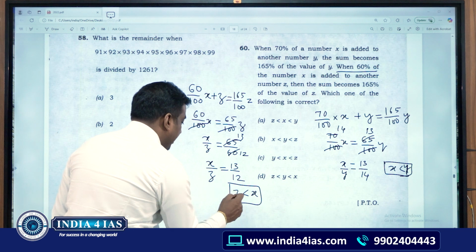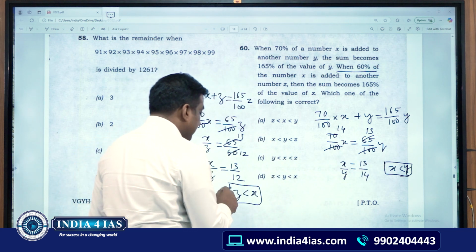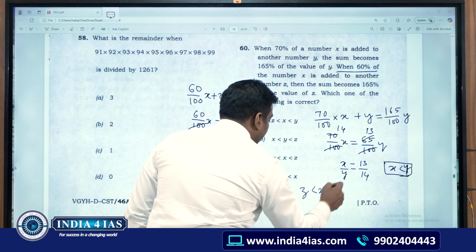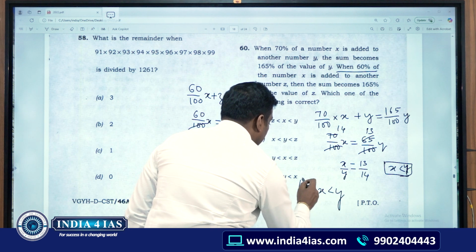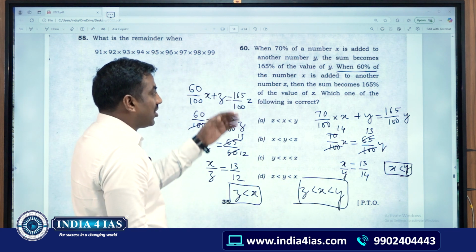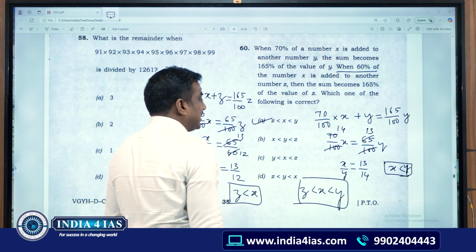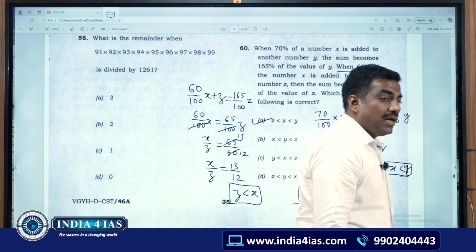Here x is less than y, z is less than x. So what I get? Z is less than x and x is less than y. This is the relation that we get. So out of this, what is the answer? Z is less than x and x is less than y. So this is what we have.